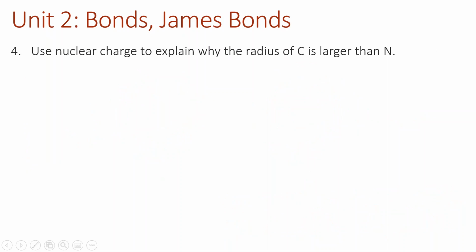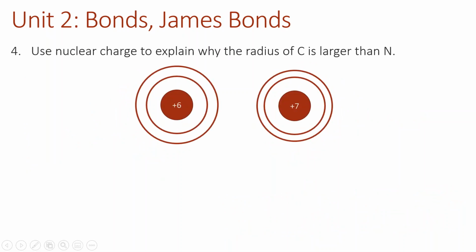Next, we want to use nuclear charge to explain why the radius of carbon is larger than the radius of nitrogen. So both of these have the same amount of shielding. They both have 2 layers of electrons here.